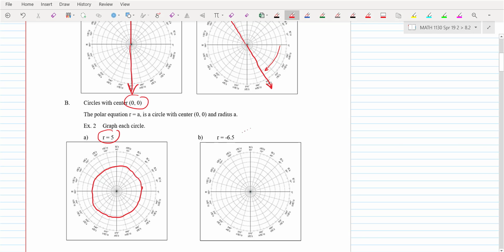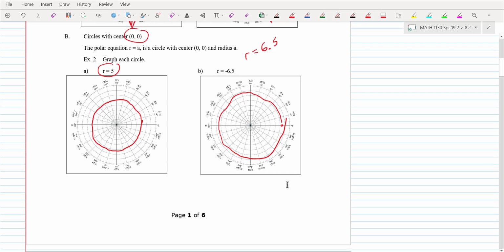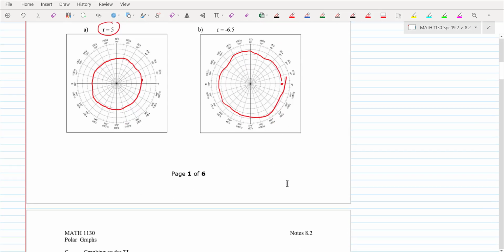The graph of r equals negative 6.5, it doesn't matter that the radius is negative, because all the points are still going to be 6.5 out. So what you do is just go 1, 2, 3, 4, 5, 6.5. So it would be halfway. It's hard to draw a circle on this, but you get the picture. It's super easy to graph circles and lines in polar. Just know the structure of that and what those things mean. So that should be real simple for everybody.